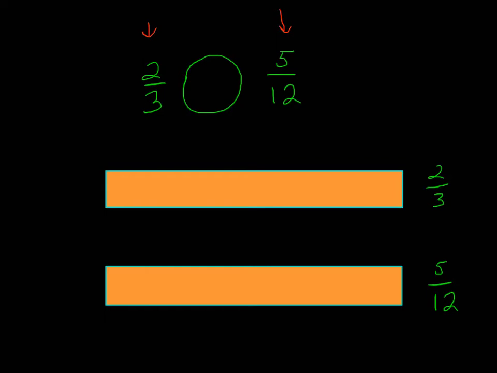So let's get into it. Let's go ahead and do this to see where we end up. We have 2/3. We need to split this one in 3 pieces. Okay, I just split that one into 3 pieces. The bottom one we need to split into 12 pieces. Okay, let's get into this.